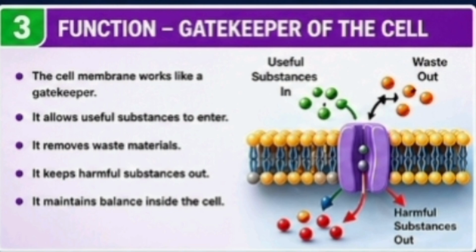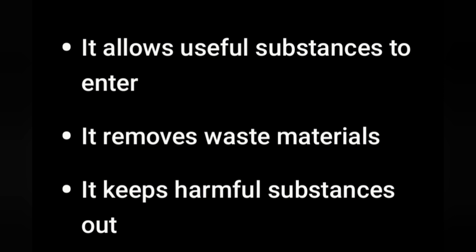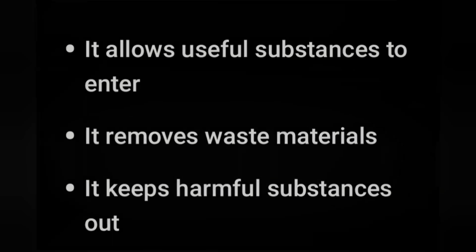Function: gatekeeper of the cell. The cell membrane works like a gatekeeper. It allows useful substances to enter. It removes waste materials. It keeps harmful substances out. So it maintains balance inside the cell.